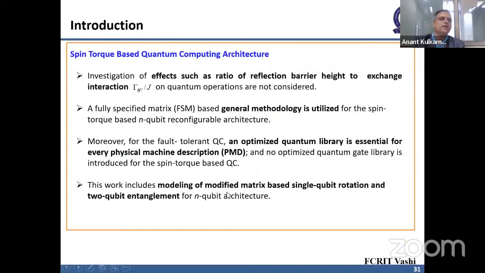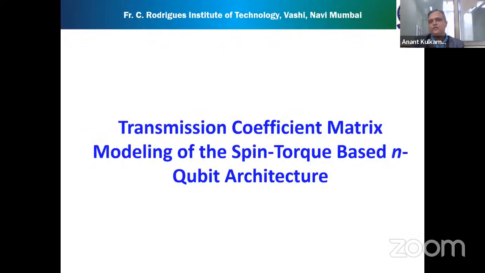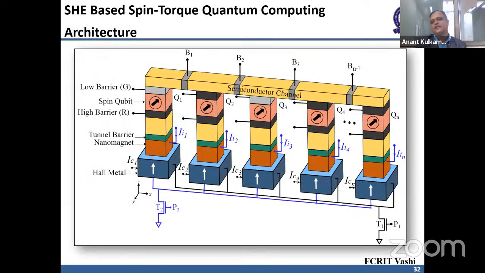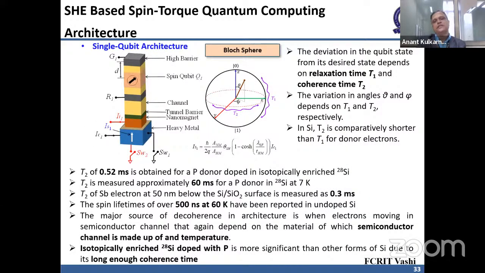Now, the first task we carried out at IIT Roorkee was how to model this qubit structure, which was given by earlier researchers in the literature. They have not provided a general simulation platform. So we carried out the task of transmission coefficient matrix modeling of a spin-torque based qubit architecture. This was the architecture we proposed. The difference between the previous architecture and this one was that we provided an input assembly with the help of the spin Hall effect, right? We said that if we use the spin Hall effect rather than other conventional methods, it could provide electrons which can effectively interact with the spin qubits by lowering the barriers on either side, right? So this is the single qubit architecture.